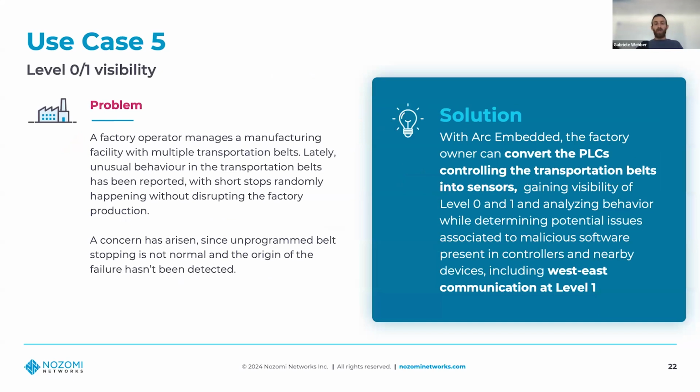And this, we want to iterate a lot, because we think it is a breakthrough. For the first time, we have level 0 and 1 visibility. So we have PLCs with connected sensors and actuators, and by residing on the PLCs, we can get an unprecedented visibility of these levels.